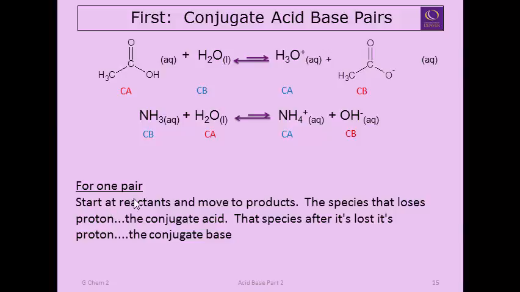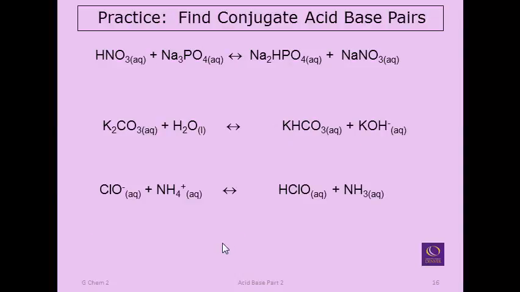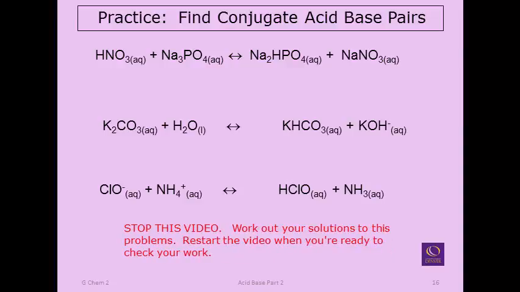But for one pair, start at the reactants, move to products. The species that loses the proton, that's the conjugate acid. The species after it's lost its proton, that's the conjugate base. So here's a chance for you to practice. You need to work on this so you can identify those. I recommend that you stop your video, look at these species, make sure you study what they are before the reaction and after the reaction. Ask yourself whether they accepted a proton or gave up a proton, and identify the conjugate acid-base pairs. So pause your video, try and solve these problems, and when you're done, you can restart the video and check your answers.